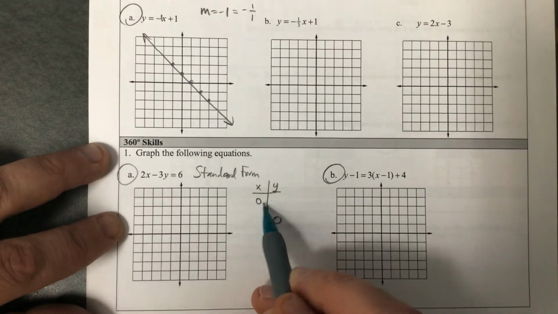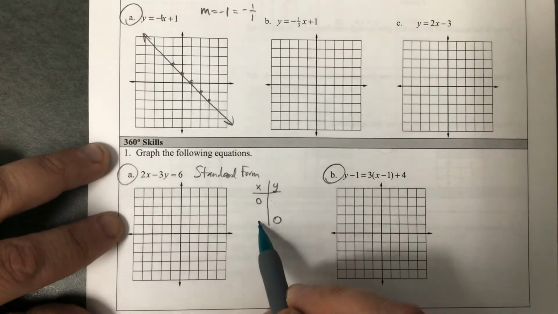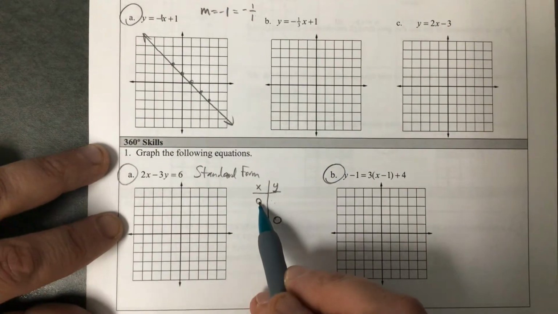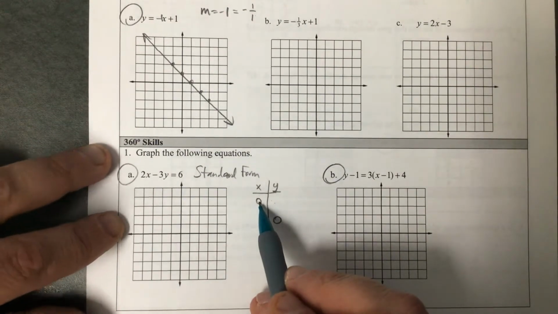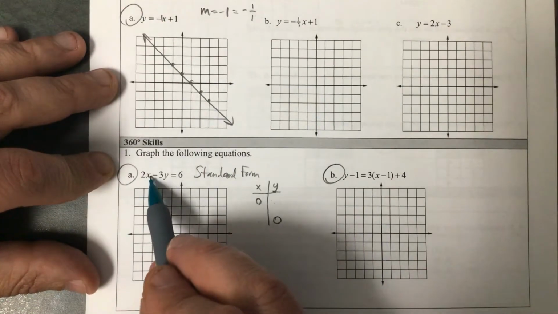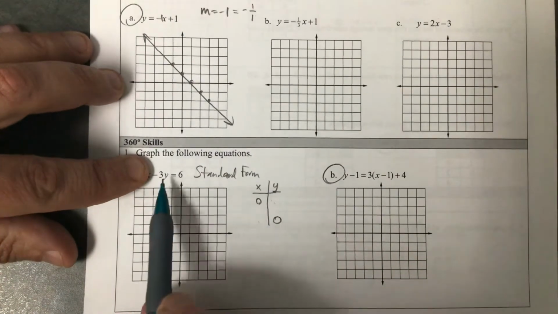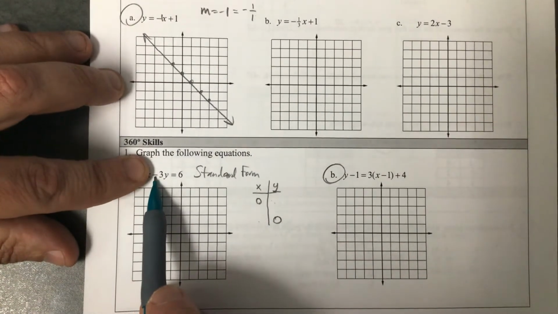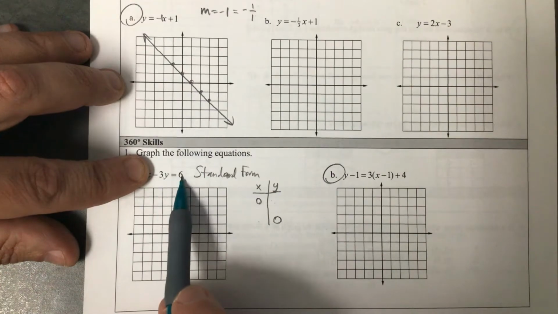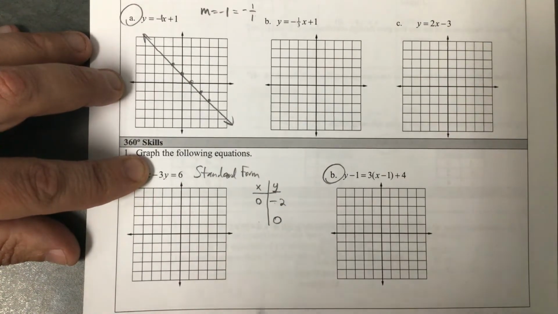So I'm creating coordinates here. So this is 0, and I need to figure out the y. Let's talk about a shortcut for that. 0 is my favorite number because 0 times anything is 0. So when I plug in 0 for this x, 2 times 0 is going to be 0. I can basically just cover this up because it's equal to 0. I'll be left with negative 3y equals 6. I would divide by negative 3, and I would get negative 2 for my y.